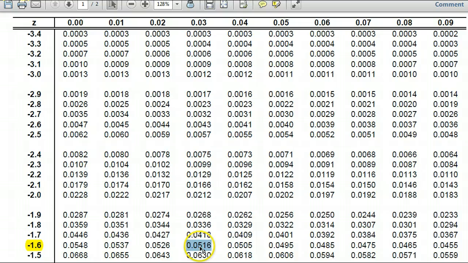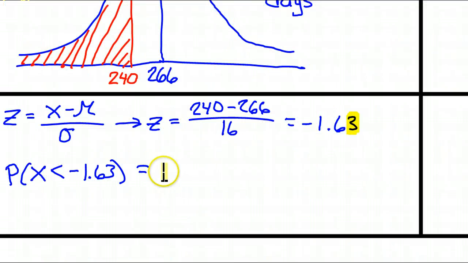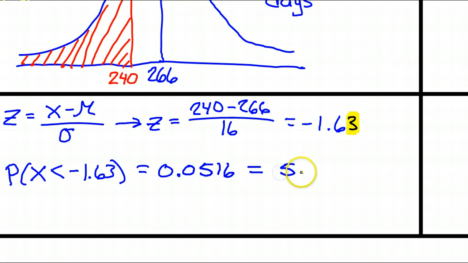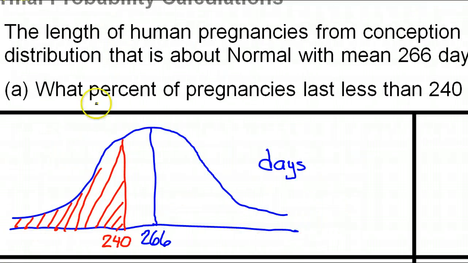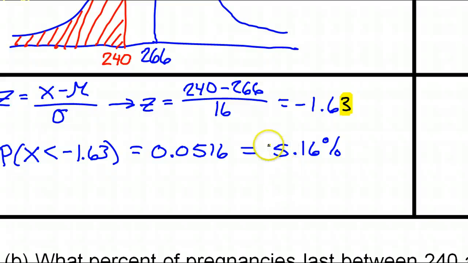0.0516. Okay, and that as a percent, moving the decimal twice, is 5.16%. Now, sometimes we want the decimal, sometimes we want the percent, but in this case, the question itself says what percent. So I definitely want the percent. So this is the answer, but we're not done.